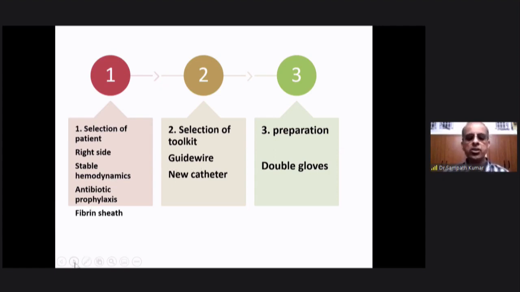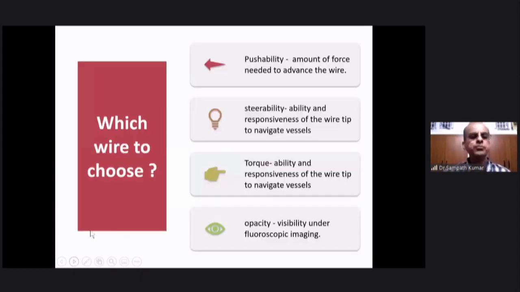that you are going to choose is going to be slightly different, and you need to have double gloves so that you remove the glove as you remove the first infected tunnel catheter, and then you insert the new catheter with a new glove. The wire which we are going to choose should have slightly more steerability and also some degree of torque, and it should be opaque, and the amount of force which is needed to advance the wire should also not be very great.